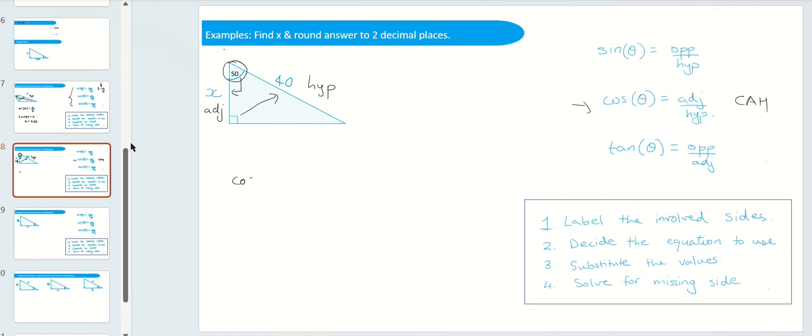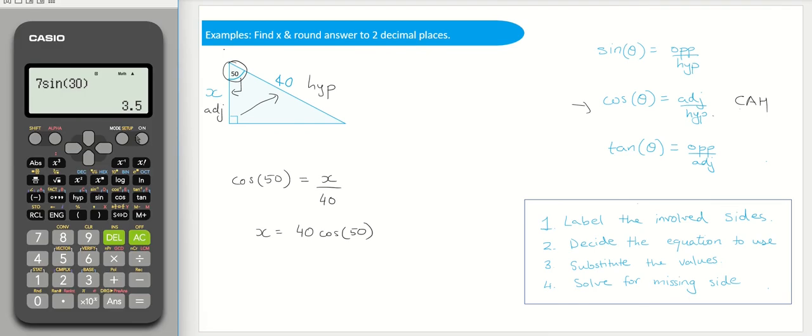So we've got cos. Remember, theta stands for the angle that we're given, so that's going to be 50, equals adjacent, which is x, our missing side, over hypotenuse, which is 40. Now again, to get x by itself, we need to multiply by 40 on both sides. So we're going to have x equals 40 times cos of 50. And at this point, we can enter that into our calculator. So we've got 40 times cos of 50.